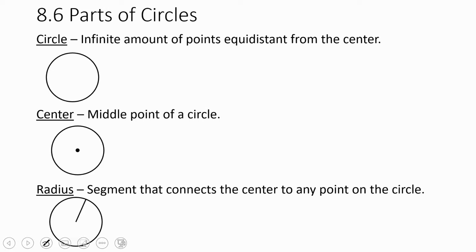Hey guys, we're going to do 8.6 parts of circles. Okay, so there's going to be quite a few new vocabulary words. We're going to get 7 vocab words. Circle you should already know, so really you're getting 6 new vocab words. Some of them you may be already familiar with. Definitely some of them will be new.